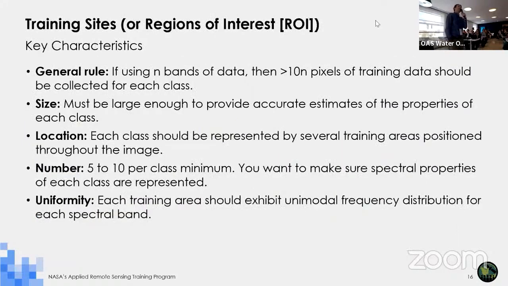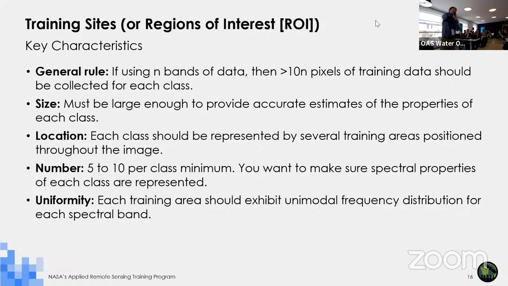And this is kind of a rule of thumb when you're going about doing this, best methods, so to speak. If you're using n bands of data, let's say you have 5 spectral bands that you're going to use to classify this, then you would want 10 times the number of bands. So you'd want, say, at least a cluster of 50 pixels representative of water, and you'd want many of them. You'd want at least 50 pixels if you're working with 5 bands of, say, vegetation, et cetera. And then the size of that must be large enough to provide accurate estimates of each class.